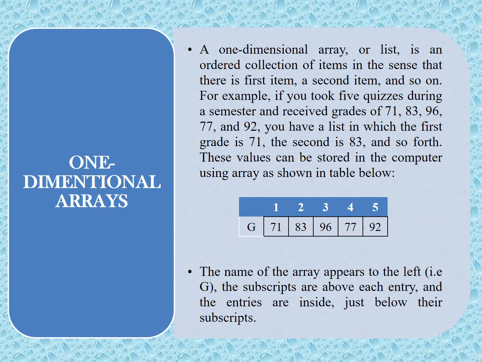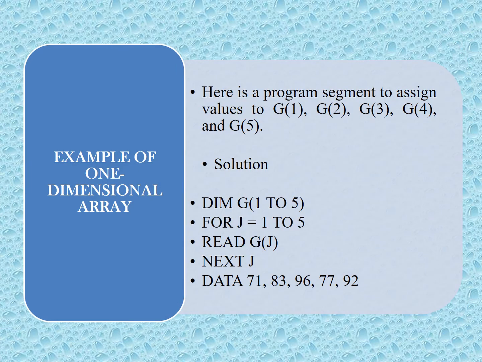These values can be stored in the computer using an array as shown in the table below. The name of the array appears to the left, that is G. The subscripts are above each entry, and the entries are inside, just below their subscripts. Displayed on the screen is an example of how to use a one-dimensional array in a QBasic program.